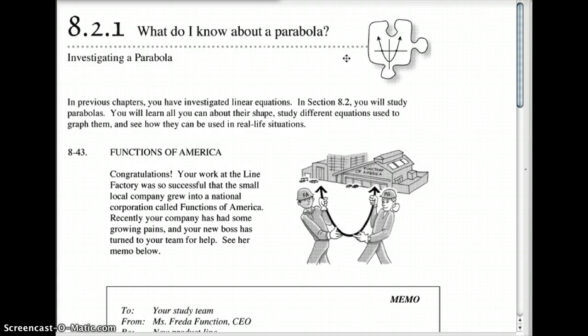All right, welcome to lesson 8.2.1, investigating a parabola. All right, here's what your job is here, okay? As you know, there's the company called Functions of America.